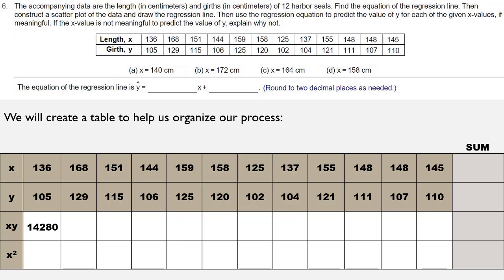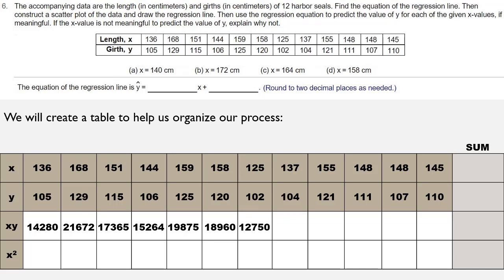136 times 105 is 14,280. 168 times 129 is 21,672. 151 times 115 is 17,365. 144 times 106 is 15,264. 159 times 125 is 19,875. 158 times 120 is 18,960.